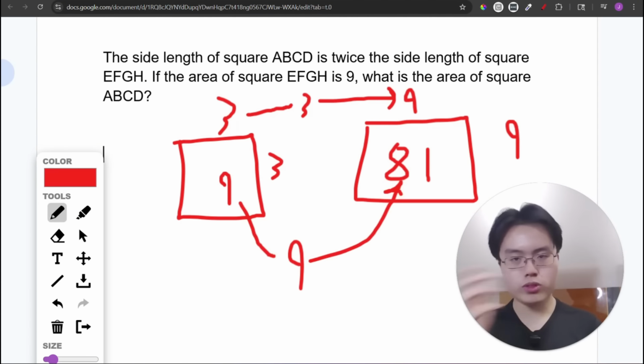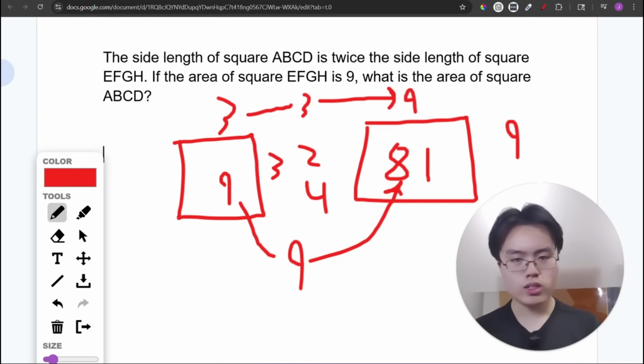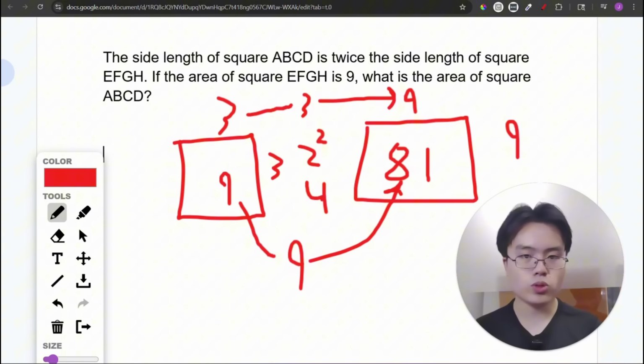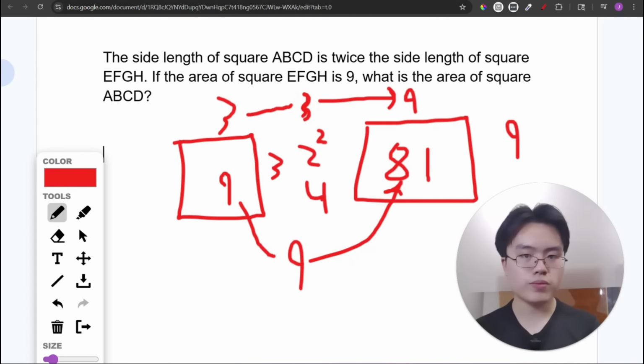So hopefully you're seeing a pattern. Before, when the scale factor was 2, the area scale factor was 4. Now, when the scale factor is 3, the area scale factor is 9. So you notice the area's scale factor is always the side scale factor squared. Hope that makes sense. Remember, the scale factor of the sides before was 2. If you square 2, that equals 4. Same thing here: when the scale factor of the sides is 3, to get the scale factor of the area, you square the scale factor of the sides.